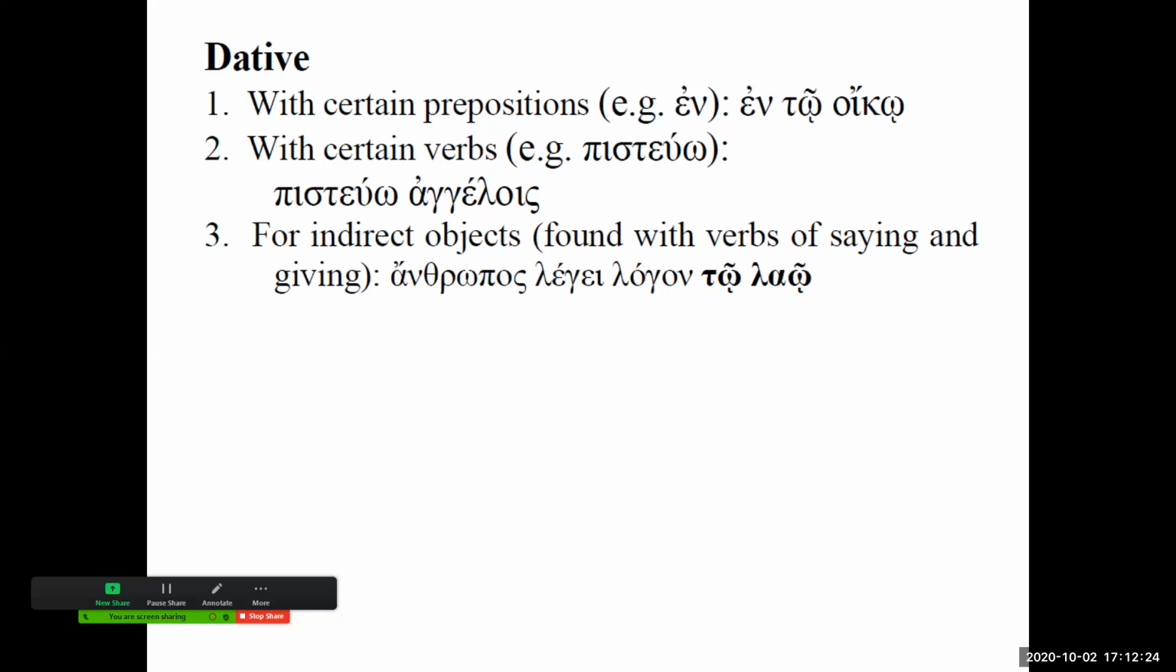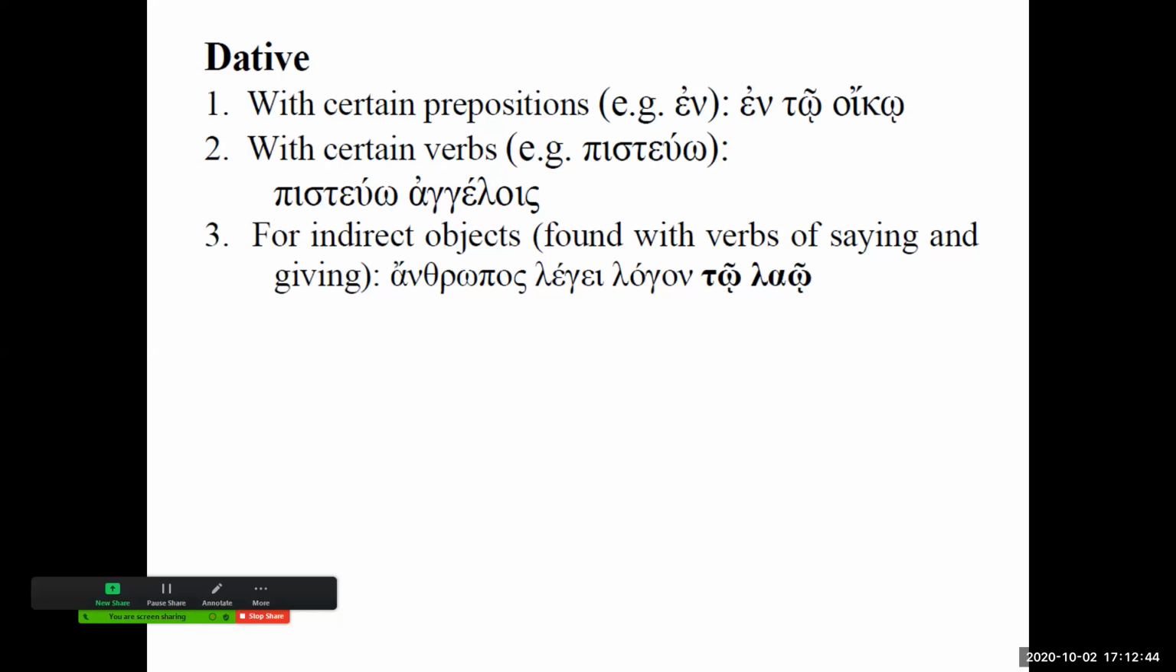But what do we believe in? Or what do we believe? We believe angelō, with iota subscript. I believe an angel, or I believe angels. Angelois is plural.